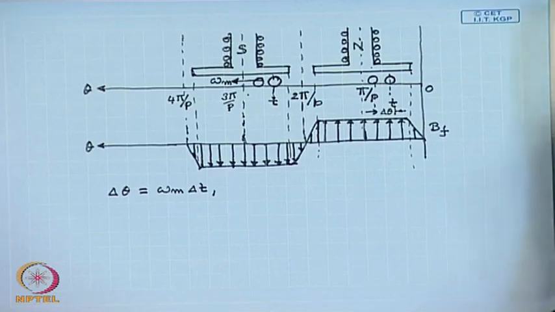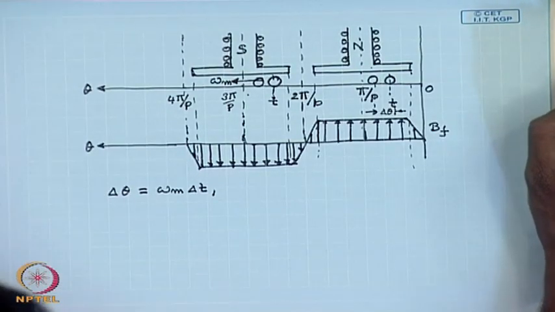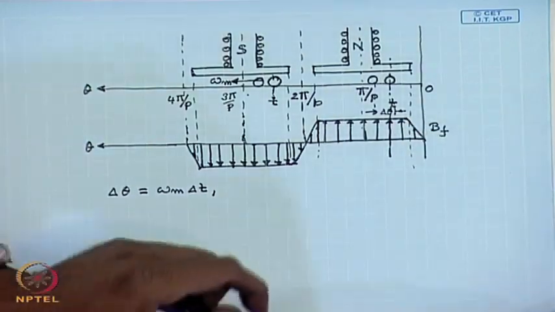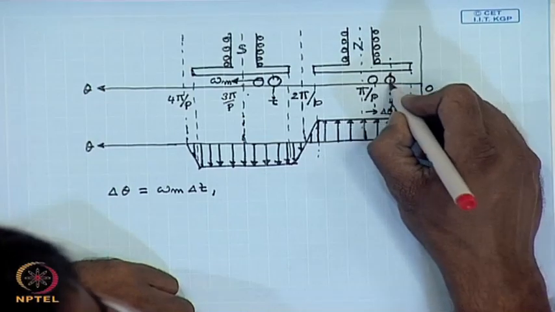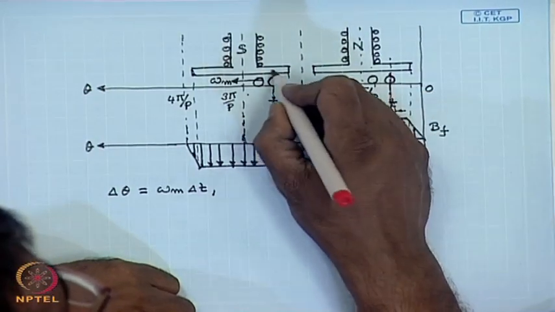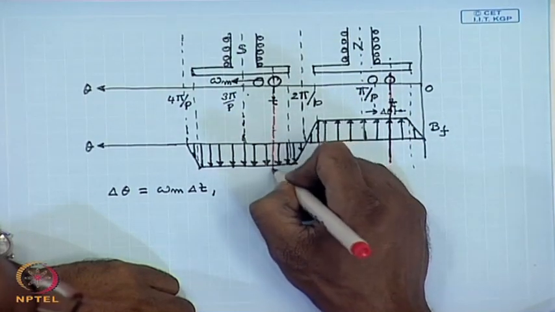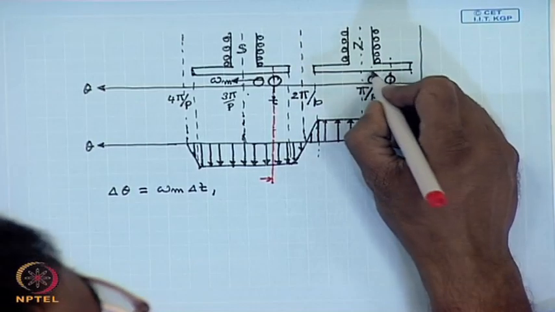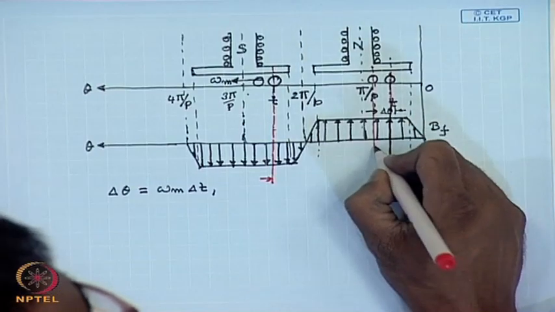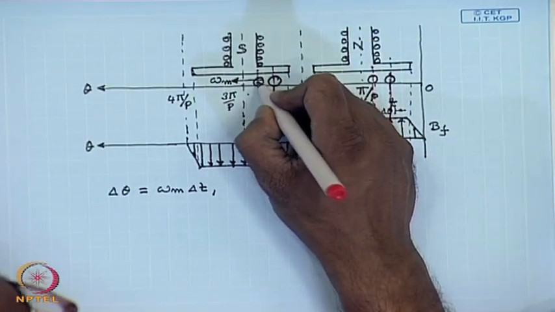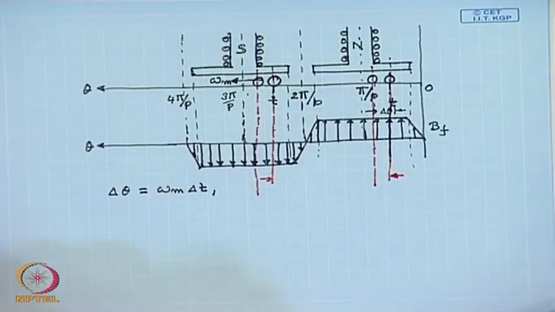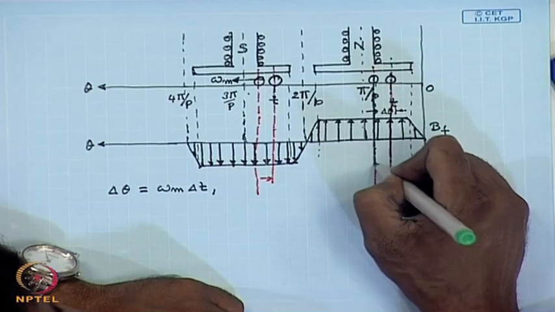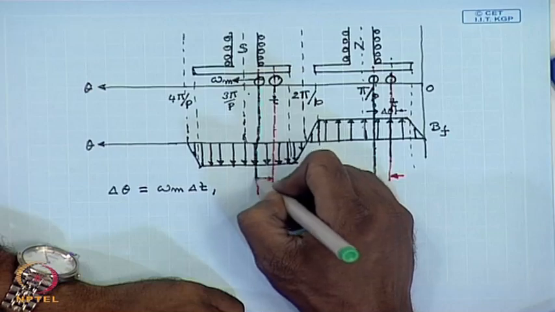Now, let us look at the change in flux linkage of this coil, delta lambda. At time t, the flux passing through the coil can be found by integrating the flux density waveform between these two limits, and at time t plus delta t, the flux linkage can be found by integrating the flux density waveform between these two lines. However, let us find out the change in flux linkage, or rather change in flux first, delta phi.